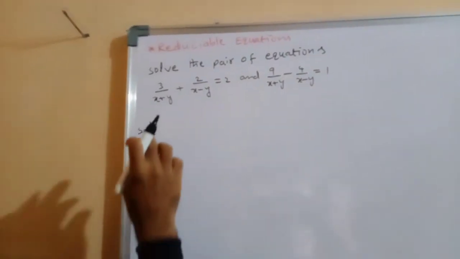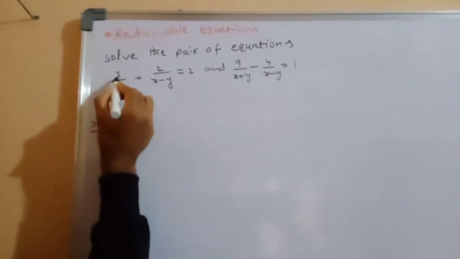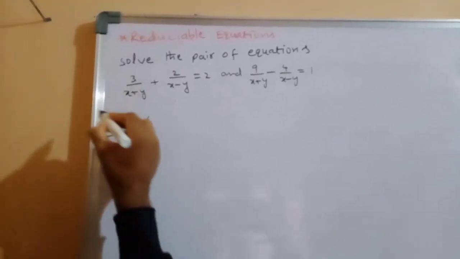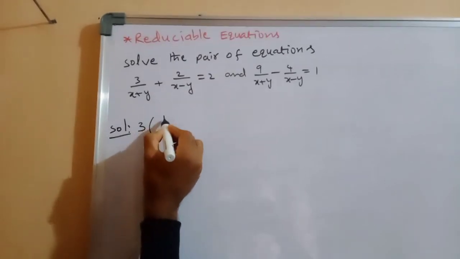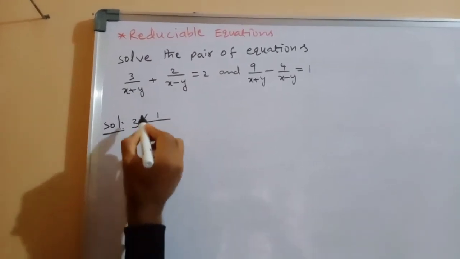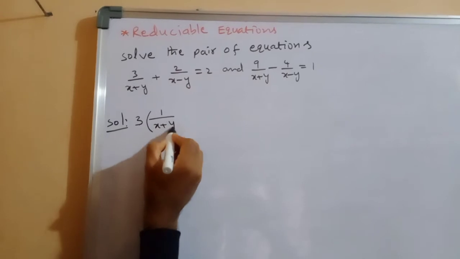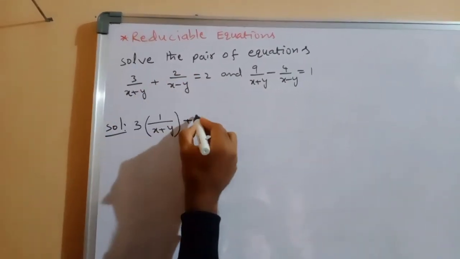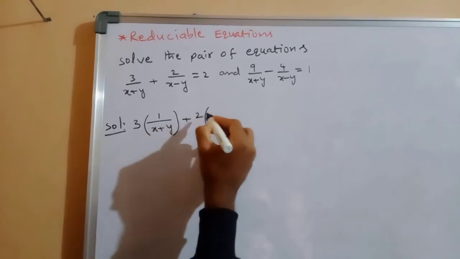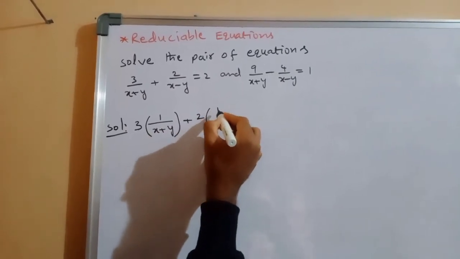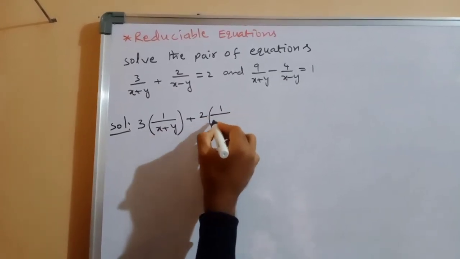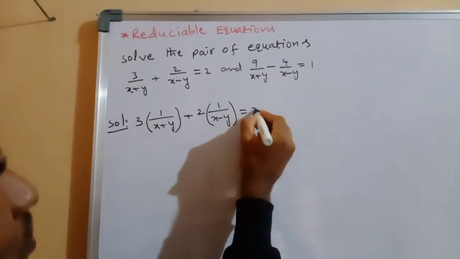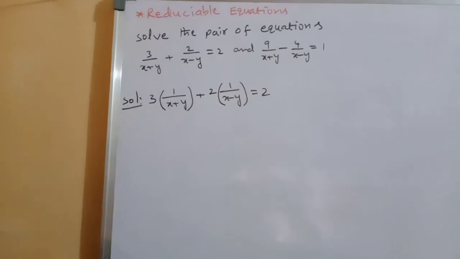First, write 3 into, taking 3 as a common factor. Any number not there means there should be 1, so 1 by x plus y as it is. Plus, here also take 2 as a common factor, and here 1 by x minus y, equal to 2.